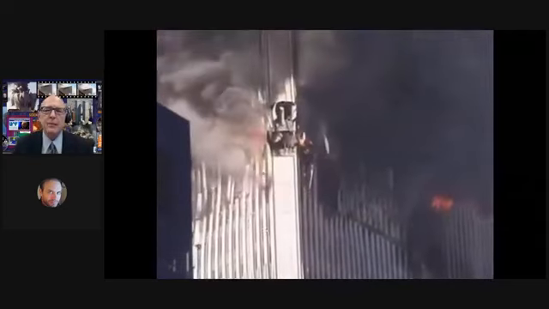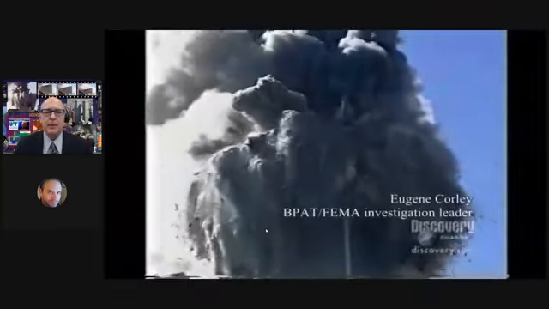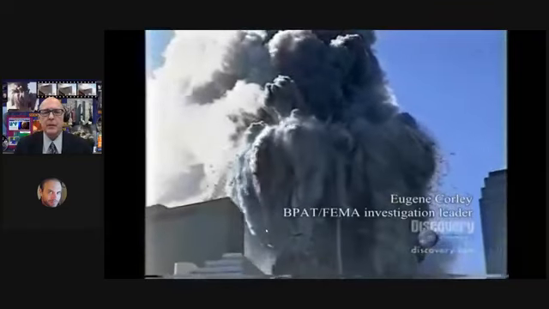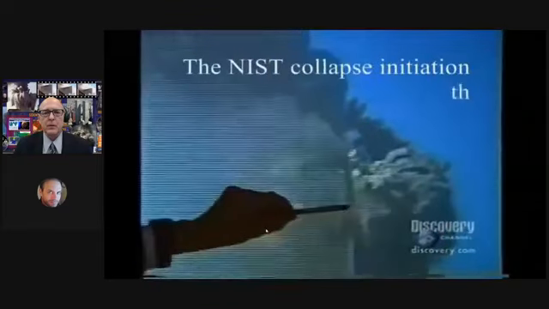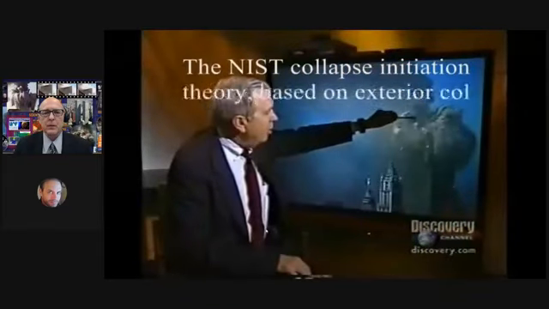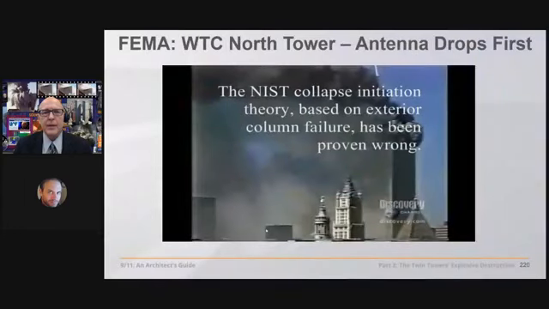To get an answer to that, we go back to the FEMA, who originally found something very important that NIST threw out of their report. Let's listen. "When the collapse finally starts, the antenna started just a little bit before the exterior of the building started. And that tells us that the core columns let go first. Now, this is extremely important because NIST says the perimeter columns let go first."